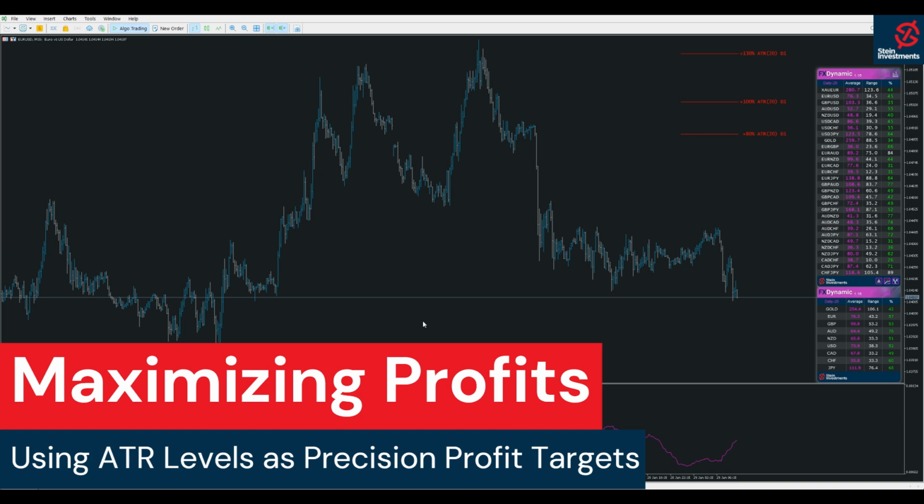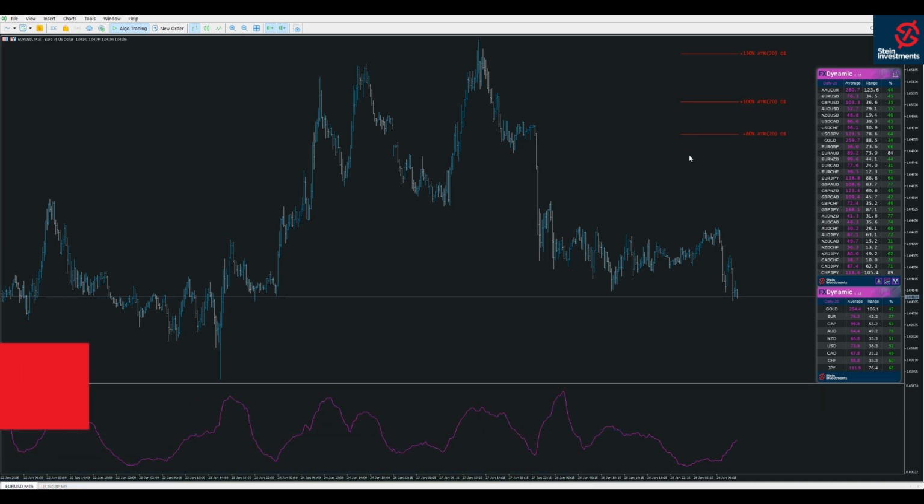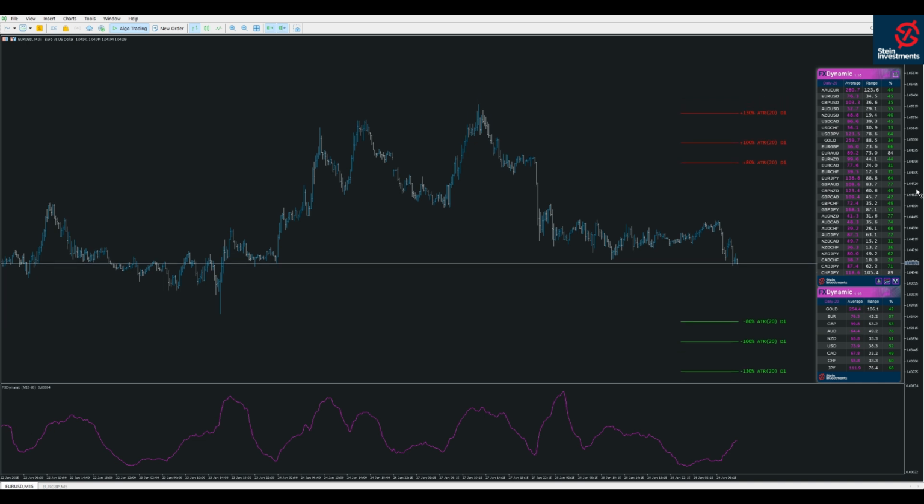There are several ways of how to benefit from the information you get with FX Dynamic. The most popular method is probably to use it as profit target. So if you enter a sell trade here on Euro USD, you see here the 80, 100 and 130% level of the ATR, and you can use them as partial profit targets or as single profit target.